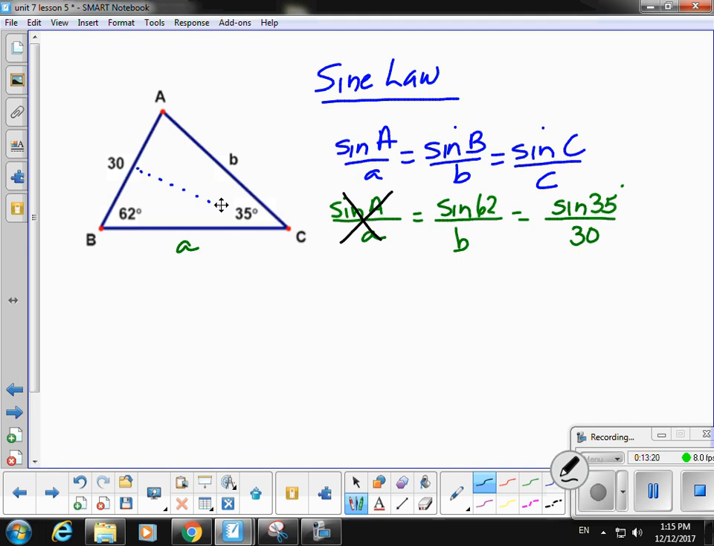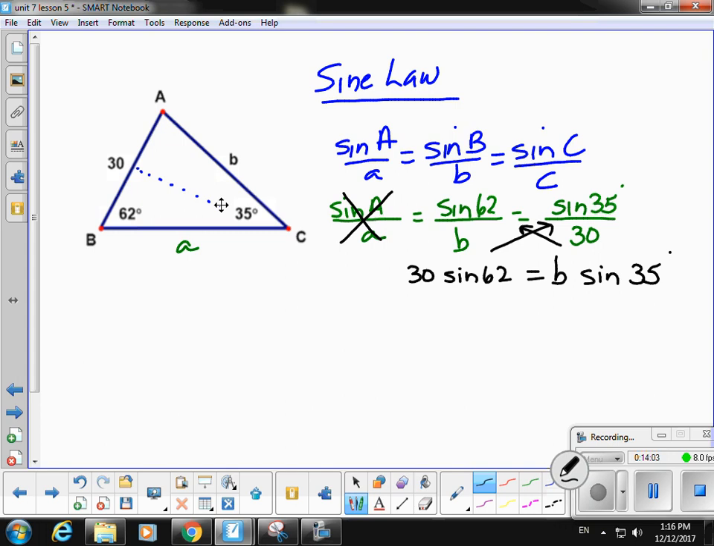So we are going to solve this ratio, and the problem that I'm seeing is that I have a variable on the bottom, which can make things a little bit tricky. So we're going to multiply by b and by 30 at the same time, which some of you call cross-multiplying. So my next line is multiply both sides by 30, which will be 30 times sine 62. At the same time, I'm going to multiply both sides by b, b times sine 35. So we have gotten rid of both denominators by cross-multiplying.